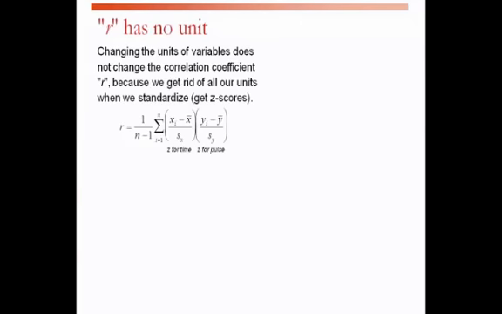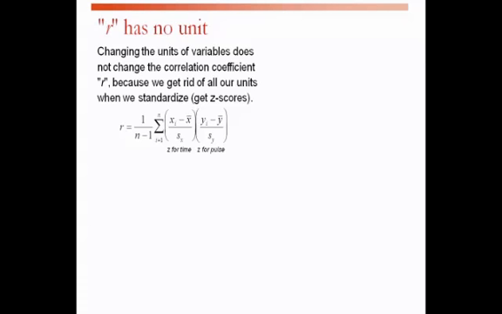So let's talk a little bit about the properties of correlation. R has no unit. So changing the units of a variable does not change the correlation coefficient because we get rid of all units. So if I take data that's in miles and convert it to kilometers, and the conversion would be 1 mile is how many kilometers? 0.62. 1 mile, okay, 0.62 kilometers. Fine, that's right. 1.6 kilometers a mile, so you're right. So if I convert it to kilometers and calculate this correlation, I'll still get the same answer.